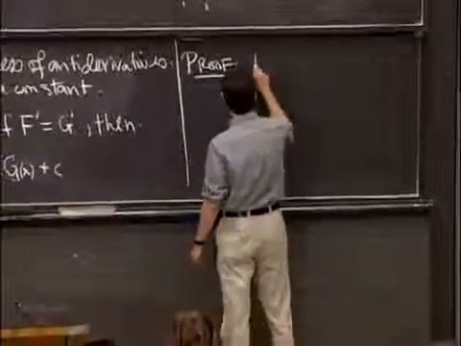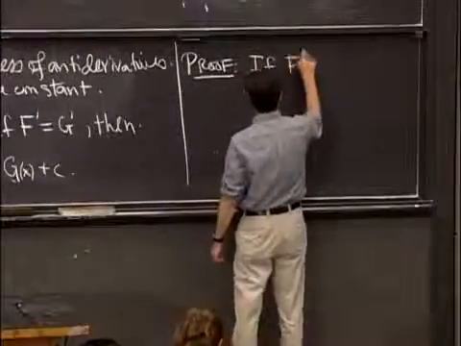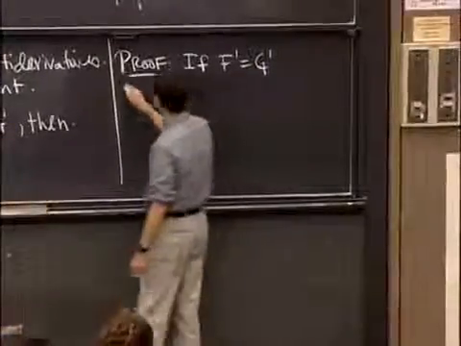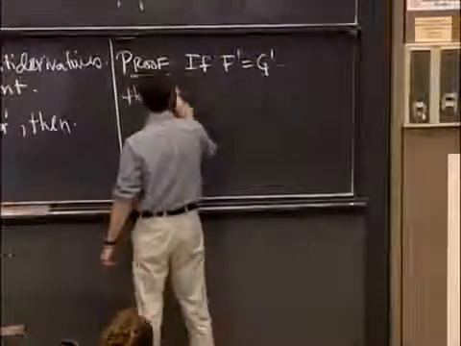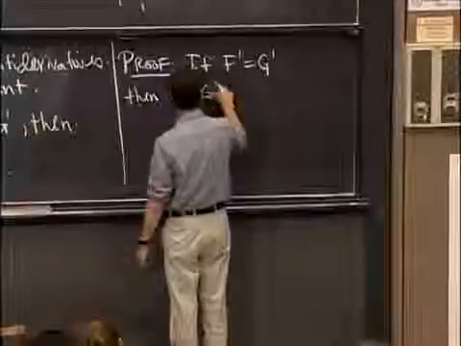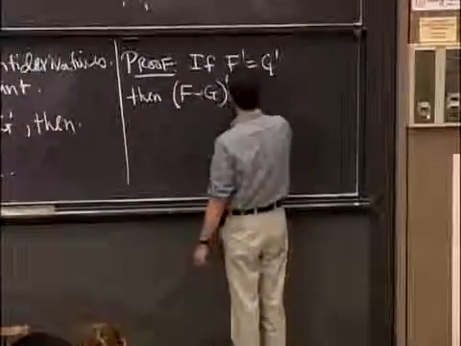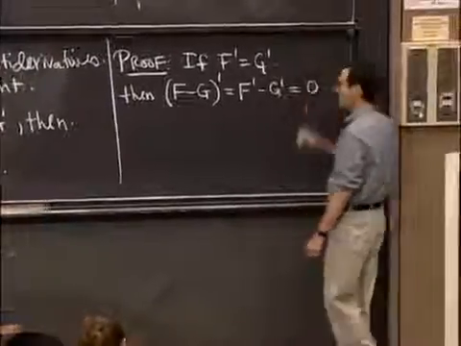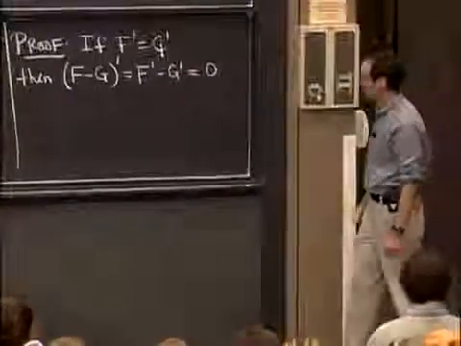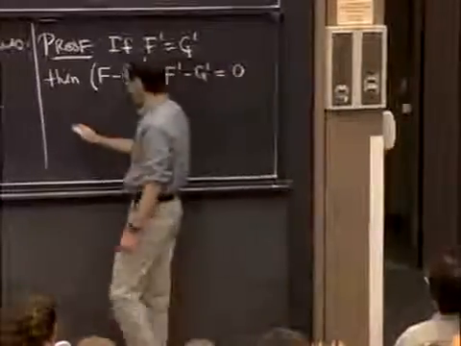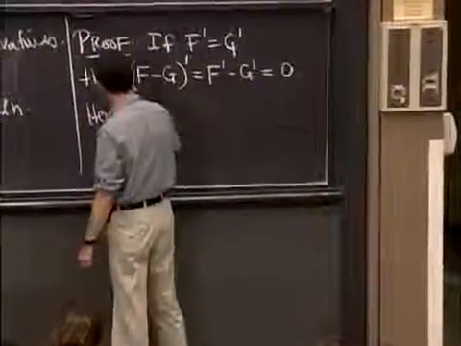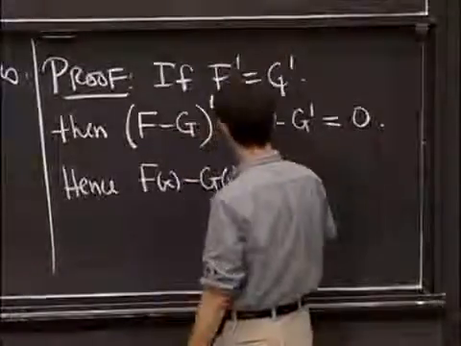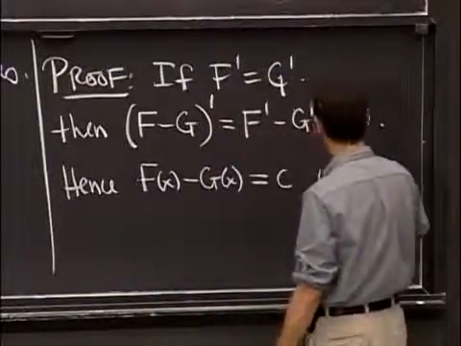The proof is the following. If f prime is equal to g prime, then if you take the difference between the two functions, its derivative, which of course is f prime minus g prime, is equal to 0. Hence, f of x minus g of x is a constant.